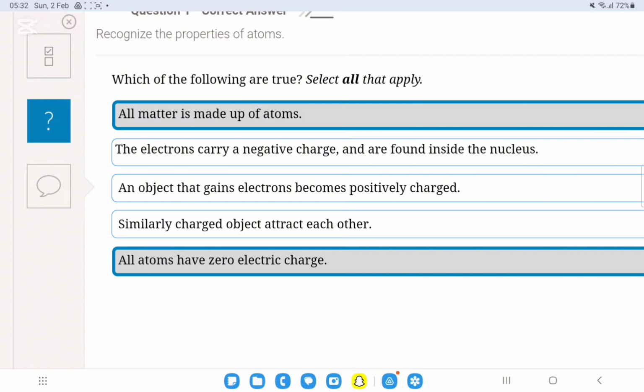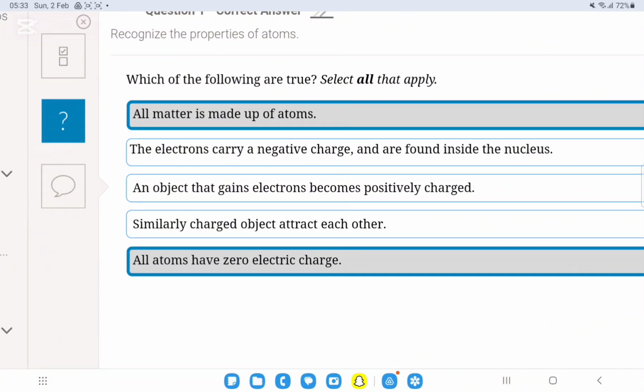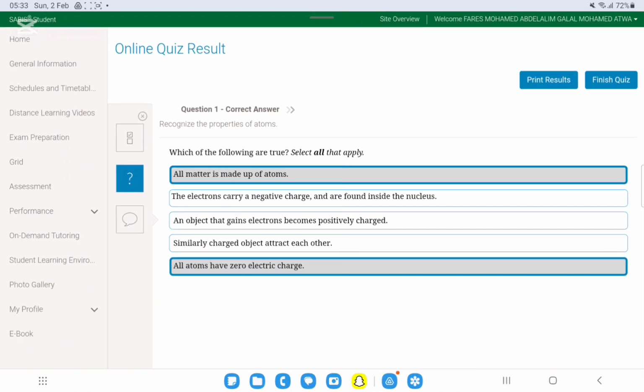An object that gains electrons, we just said electrons are negatively charged. So when an object gains electrons, they become negatively charged. Similarly, charged objects attract each other. No, if you get a negative charge and a negative charge, they repel each other. So like charges repel each other, opposite charges attract. All atoms have zero electric charge. Atoms have a zero charge.